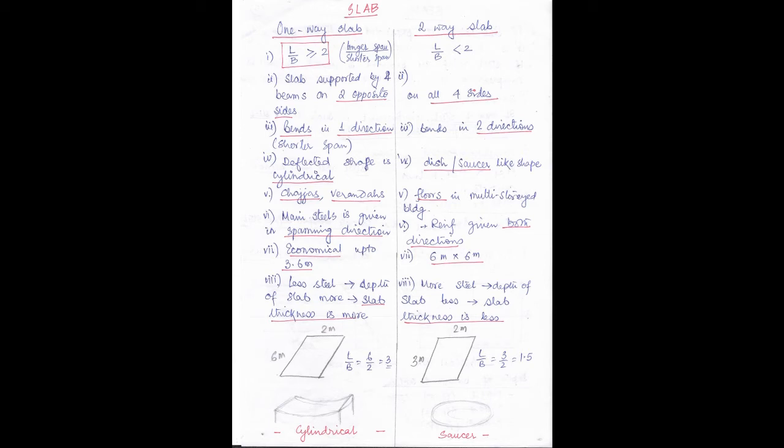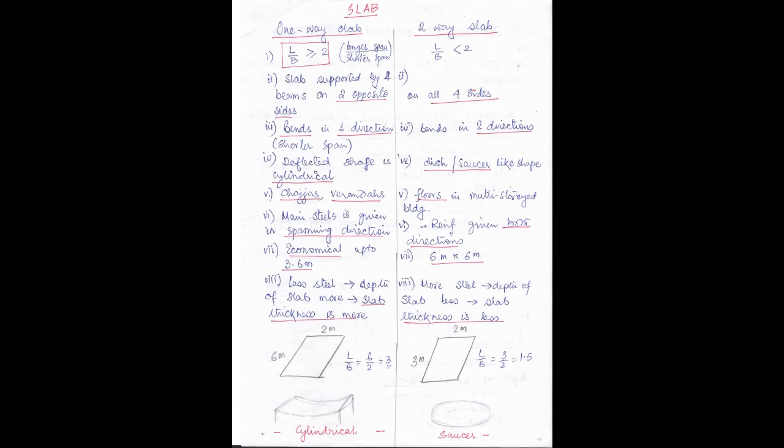Number 4. The deflected shape in case of a one-way slab is cylindrical. In case of a two-way slab, the deflection is in the shape of a dish or a saucer. One-way slab examples, where you can see the chhajjas and the verandas. Two-way slabs you can see in the floors of a multi-storied building.